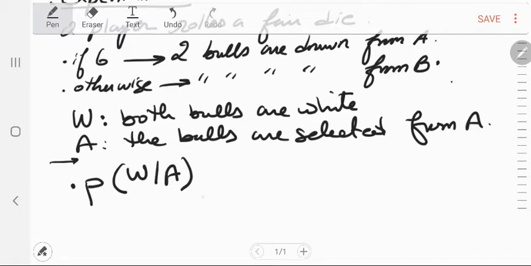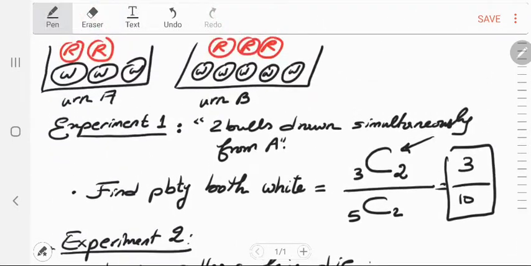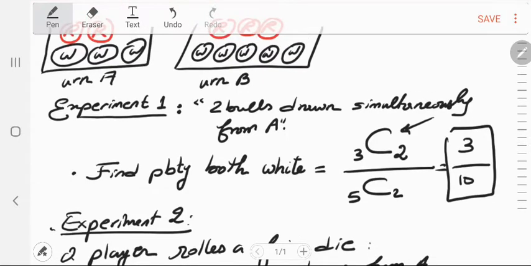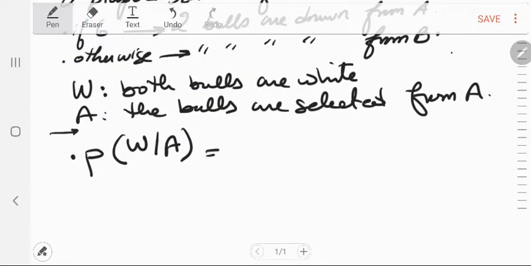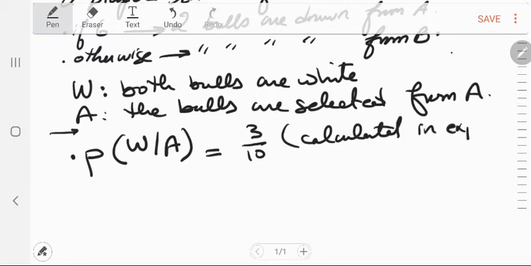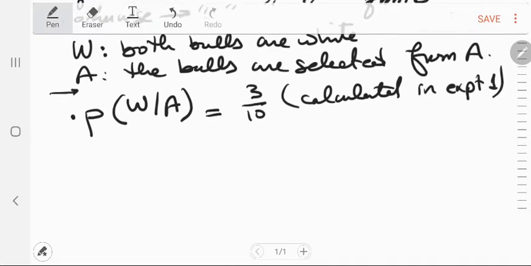Actually, W slash A means the probability that the 2 balls are both white, knowing that they are selected from urn A. If we are choosing from urn A, then the probability to get 2 white balls is already calculated here. So consequently, I have this number actually. This is directly 3 over 10, as I calculated in experiment 1.